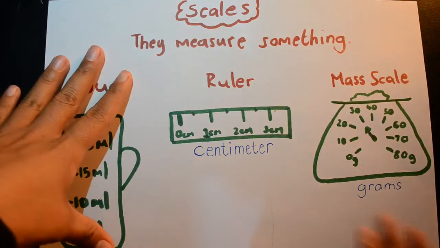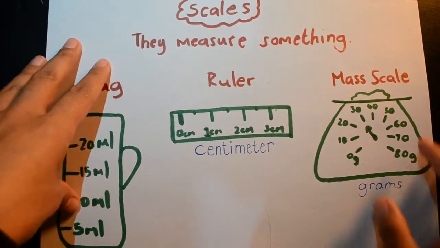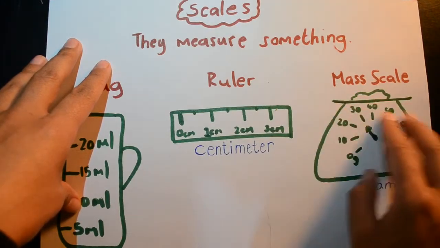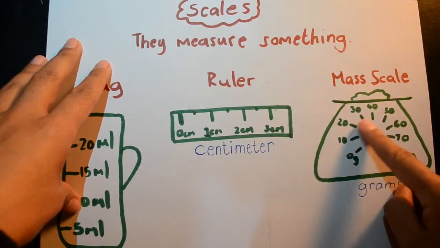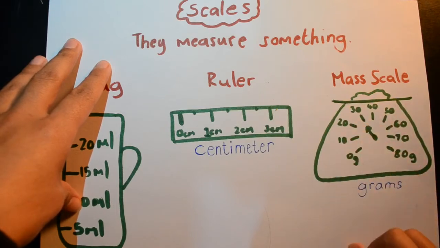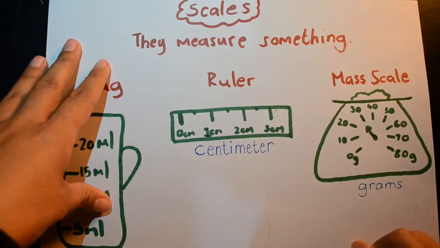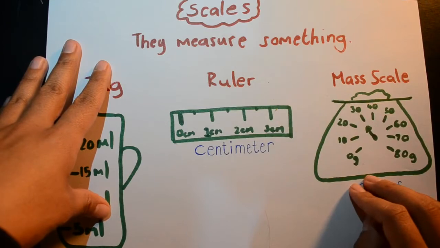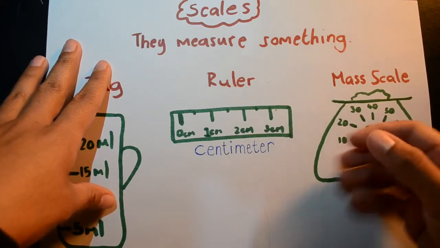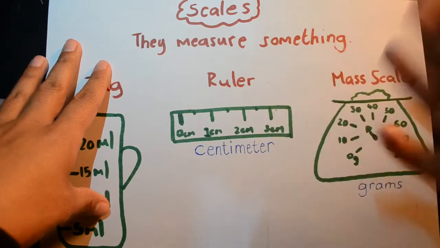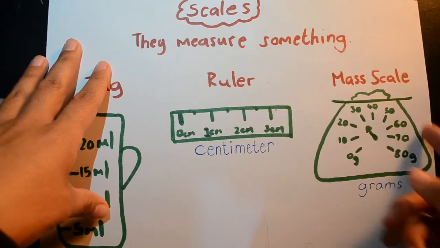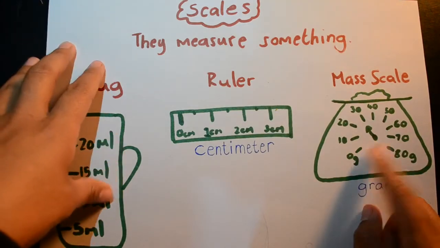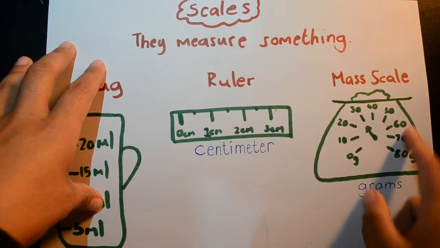I'm sure you've seen, when you go to the shops, if you buy vegetables, you need to put them on a scale like this. You put it on there and it will tell you how much it weighs, and then it will give you the price of the vegetables, right? At the shops they use scales like this to measure the mass. It tells you how heavy something is or how light something is.